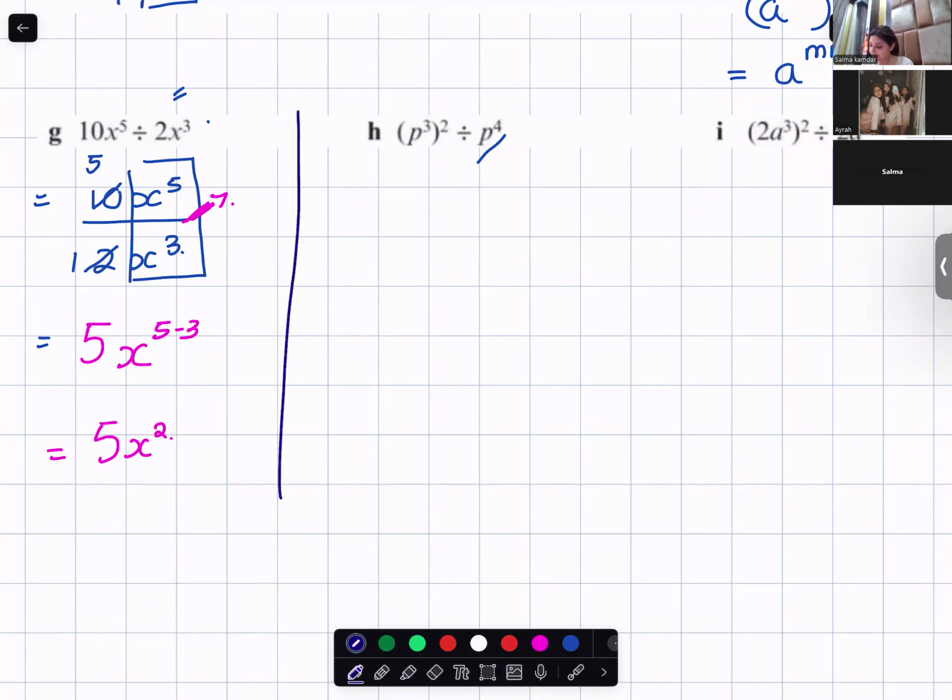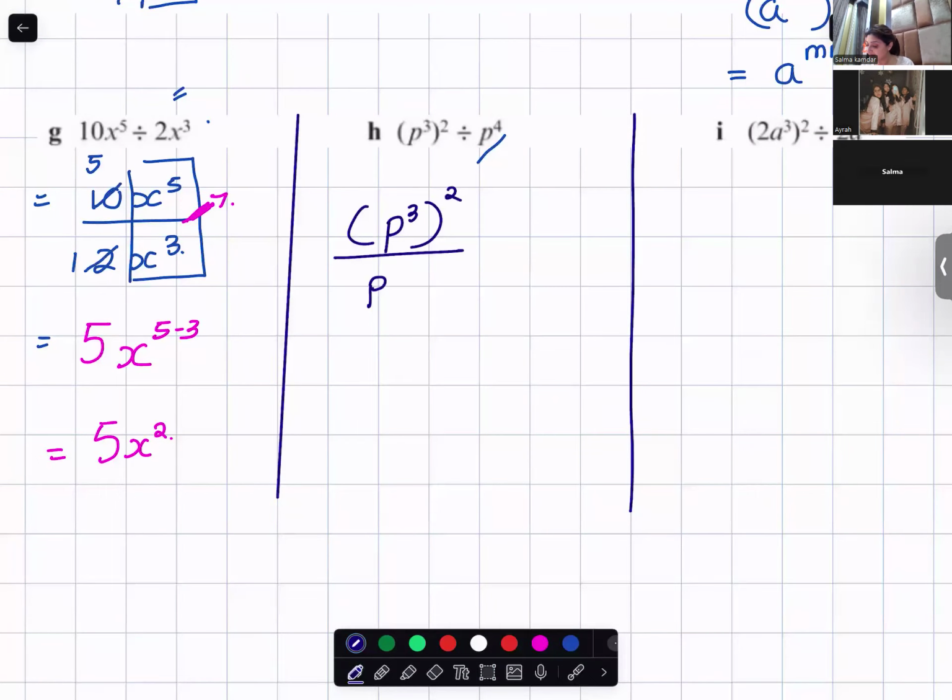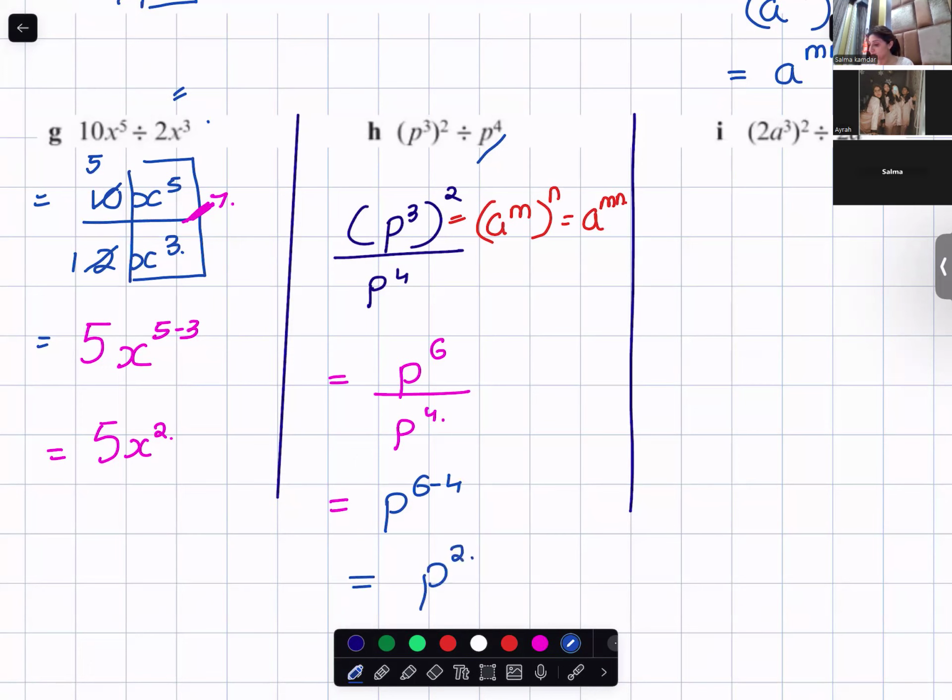The next one, let's write it properly. So this will be p^3, the whole square over p^4. This is in the form of a raised to m, the whole raised to n, which becomes a raised to mn. So you have to multiply. So this will be p raised to 6 upon p raised to 4. Base is the same. Law of indices can be applied. So this will become p, 6 minus 4. So this will become p raised to 2.